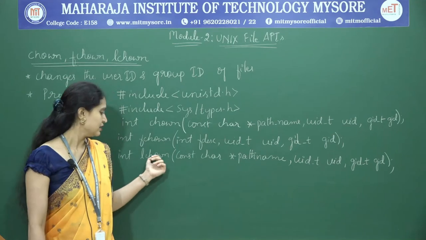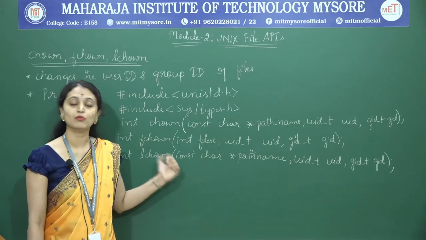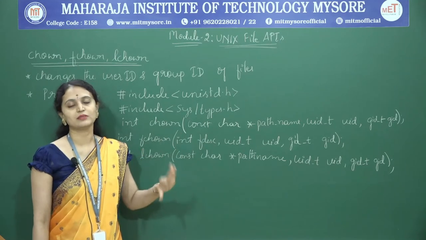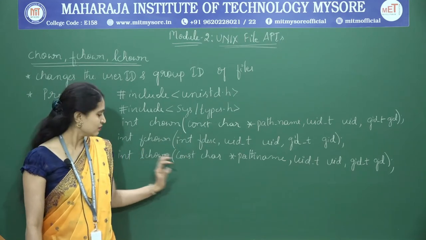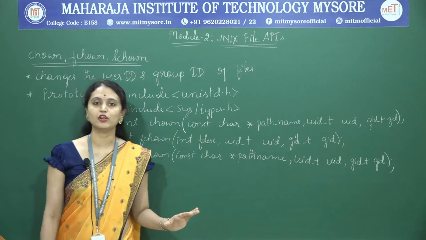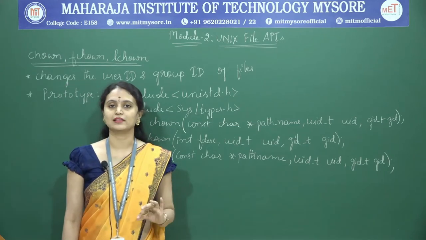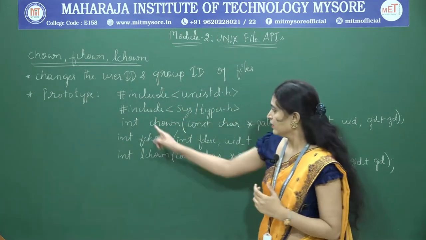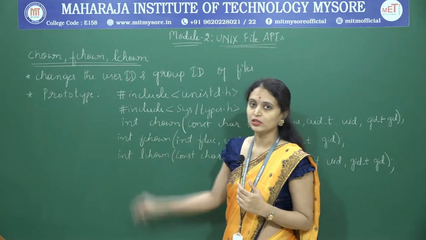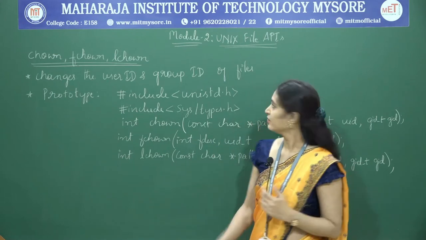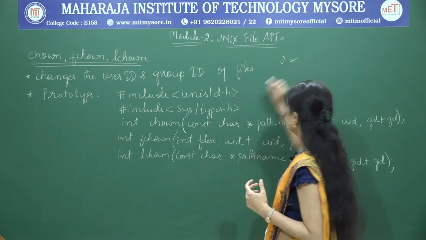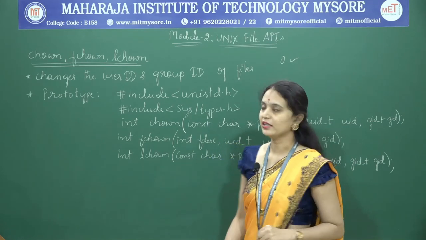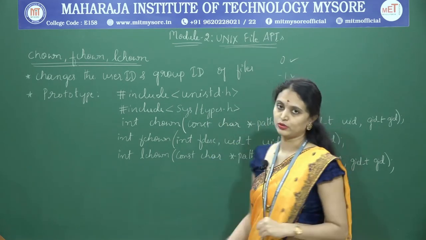The third one is similar to the first function, but the only difference is that this is the lchown function. We have already discussed the lstat function, so the same concept applies here also. This function is applicable for symbolic link files. The return type of these three functions is integer. The return value is 0 if the function is executed successfully, and -1 if there is any failure.